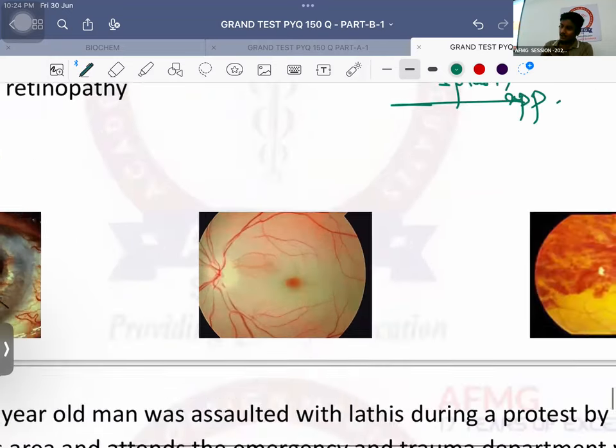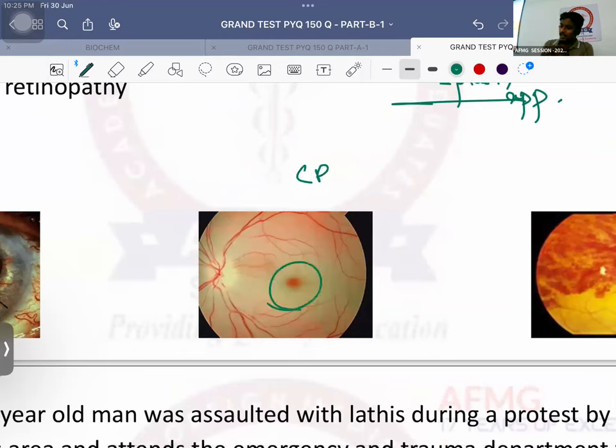DR.AO mein kya dikhta hai? We classically see the cherry red spot along with retinal whitening and segmental blood flow, known as which sign? Railway track sign or the cattle tracking sign.